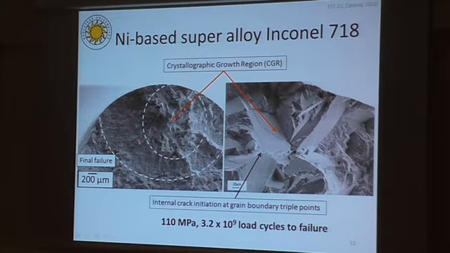So outside of this crystallographic growth region, the crack growth is less microstructure sensitive and becomes almost perpendicular to the loading direction before the final failure comes.